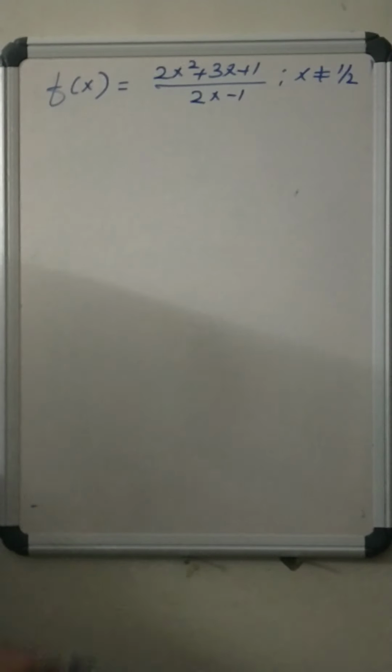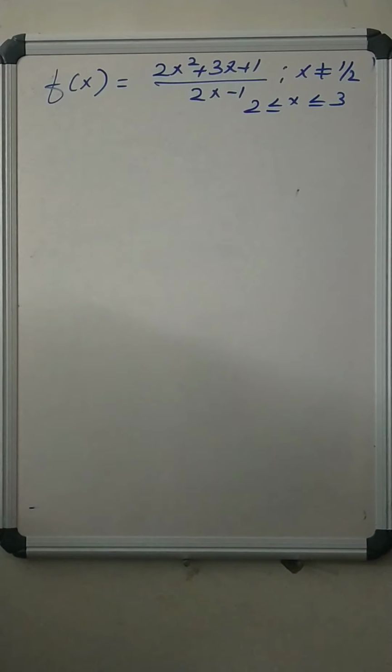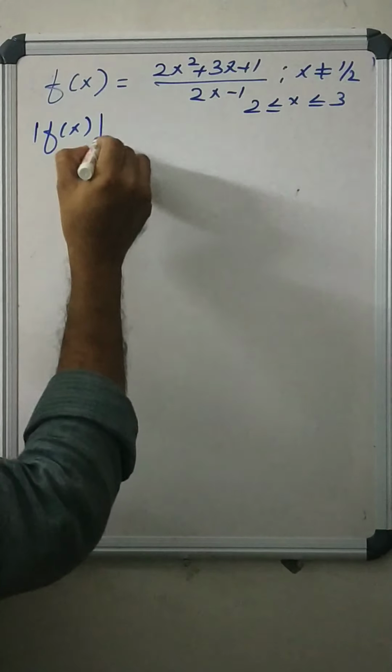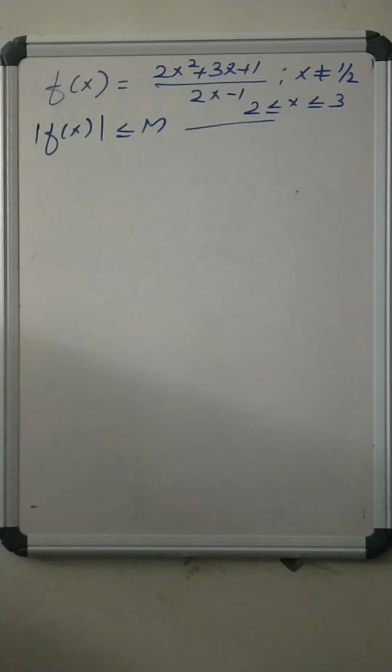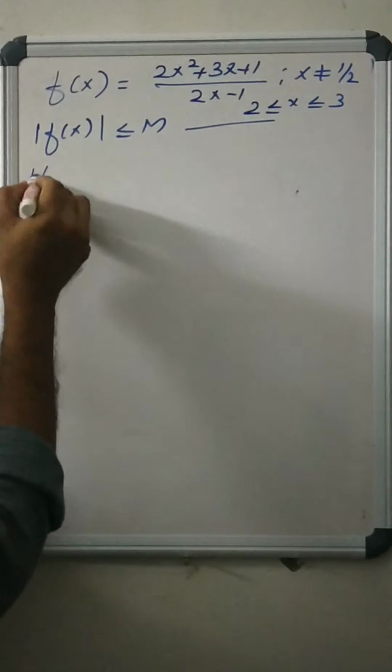2 less than or equal to x less than or equal to 3. Find the constant m such that mod f of x is less than or equal to m, where x ranges from 2 to 3. Define a function f of x equals 2x square plus 3x plus 1 by 2x minus 1. Then find the constant m that satisfies the condition mod f of x less than or equal to m, where x ranges from 2 to 3. So actually f of x is given. So what is mod f of x?